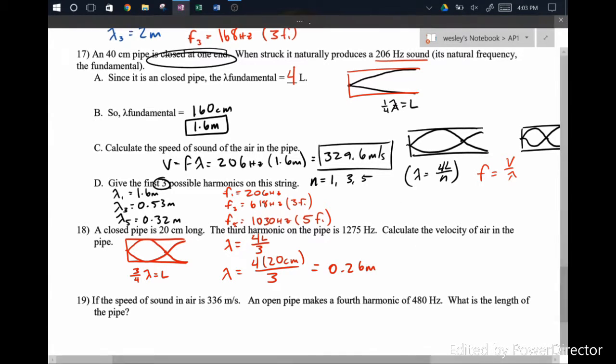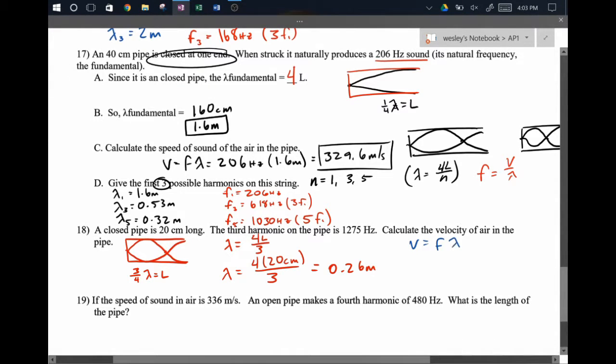So if I want the velocity for the air in the tube, I can do that now. Frequency times the wavelength, 1275 hertz times the wavelength of 0.26 meters. The velocity comes out to be about 340 meters per second.